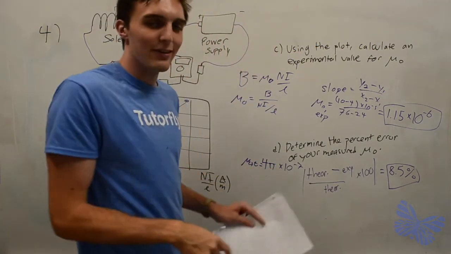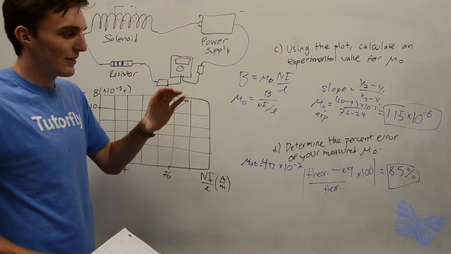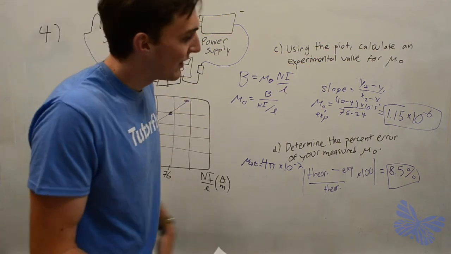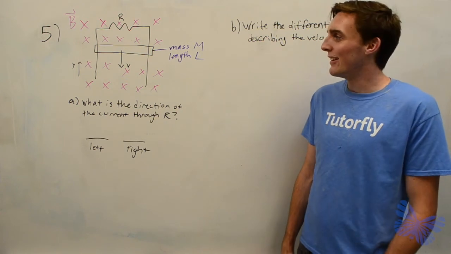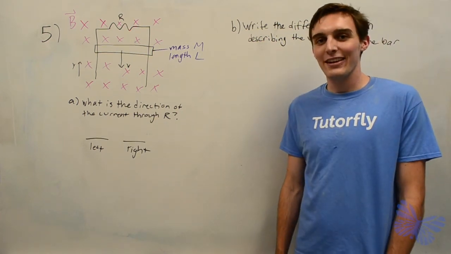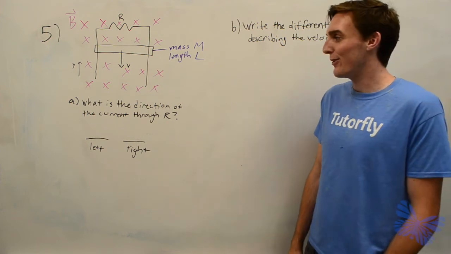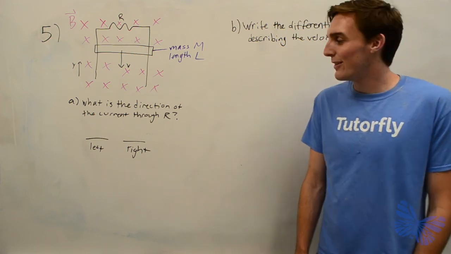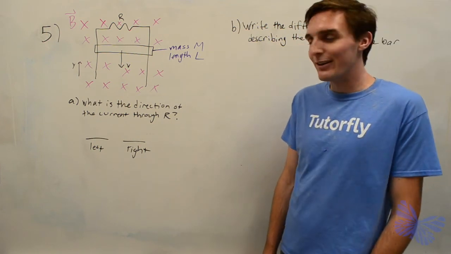Alright, and that number is going to vary depending on what data points you picked, but usually as long as it's within some reasonable value, they'll give you full credit. For the last problem we're going to do, it's related to Faraday's law and induced EMFs. This was a pretty tricky problem, so we'll try to get through it and hopefully understand all of it.